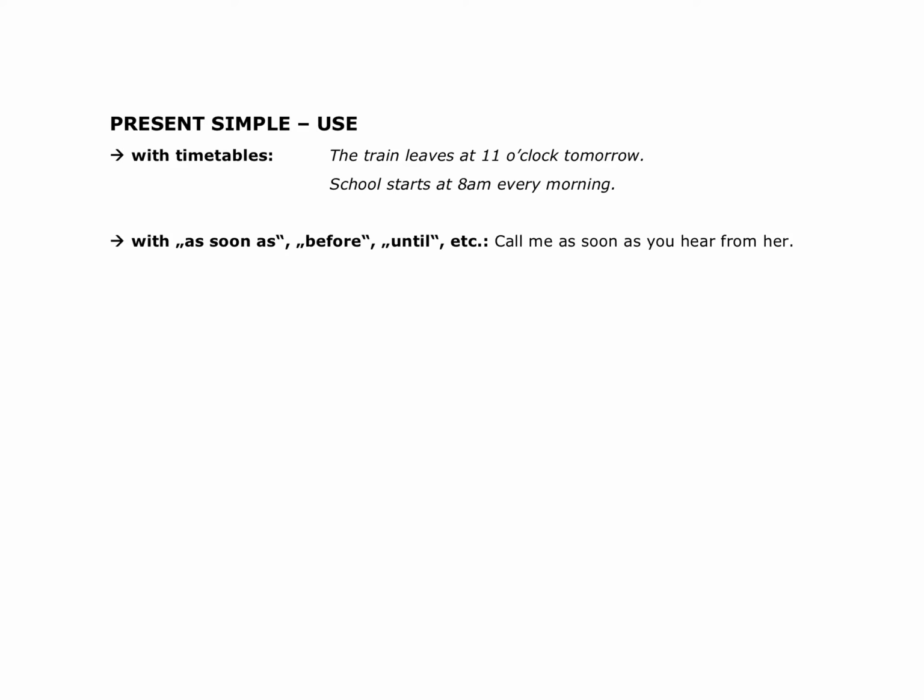As you can see here, even the present simple can be used as a future tense. This is certainly with timetables. Like you see in the example, the train leaves at 11 o'clock tomorrow. Or school starts at 8 a.m. every morning. You also use the present simple as a future tense with expressions such as as soon as, before, until, etc. Call me as soon as you hear from her.